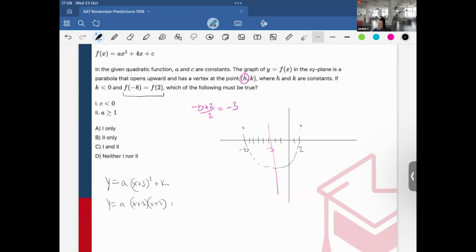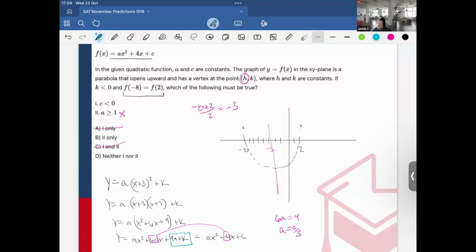So this would become x squared plus 6x plus 9 plus k. And this would be ax squared plus 6ax plus 9a plus k. Remember, it was equal to this equation. So I can see that 6a would correlate to the b value. So I know 6a is equal to 4. Therefore, a is equal to 2/3. So a is greater than or equal to 1, not true. Discard any answer that contains 1.